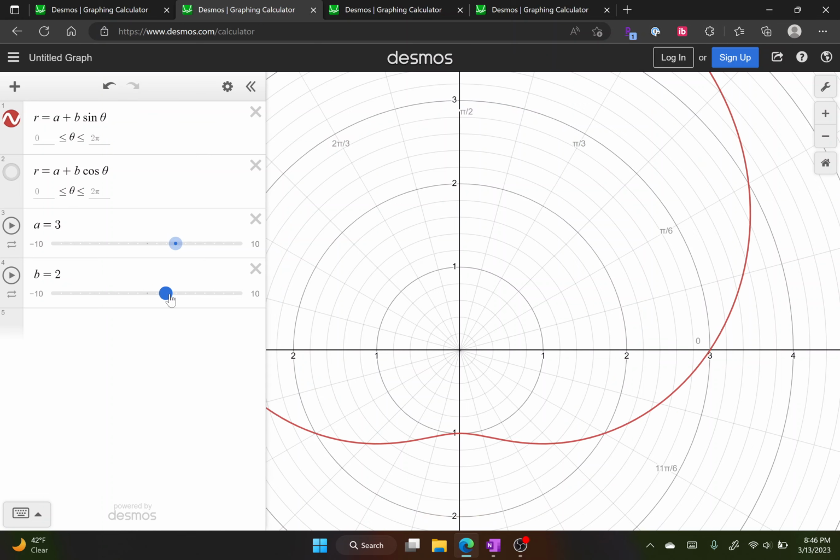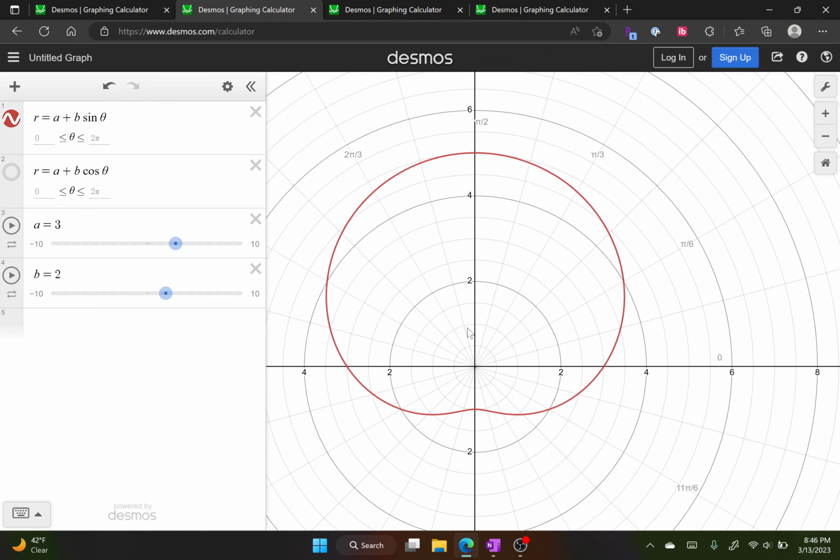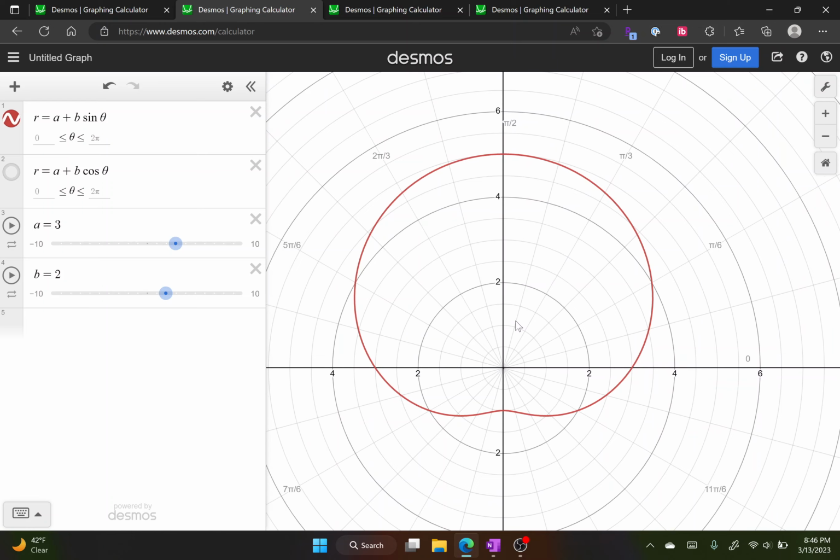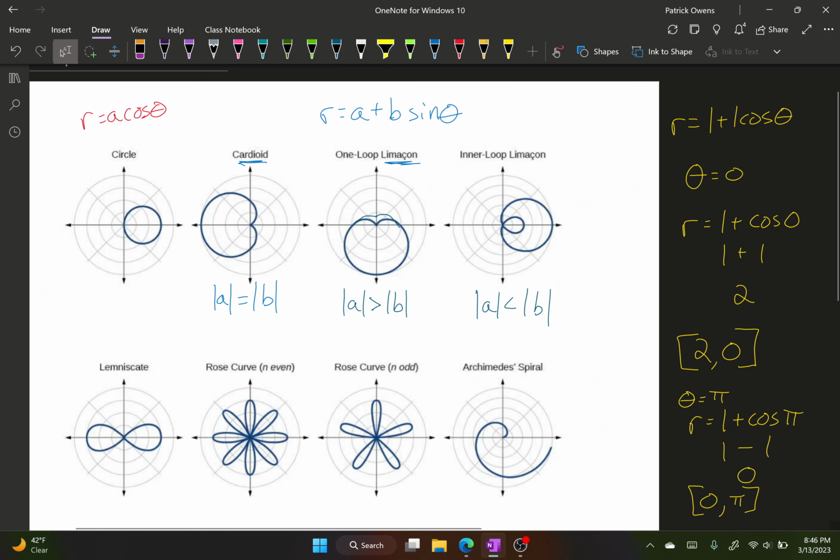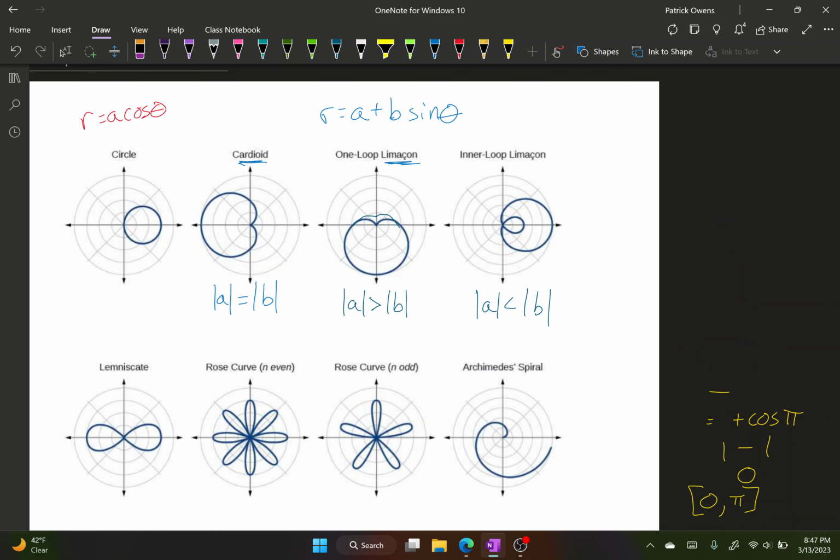Let's change this so that it looks a little bit more like a dent. If A is 3, B is 2. So we've got 3 plus 2 sine theta. Our maximum radius is going to be at 5, 2 plus 3. And our minimum on this side is going to be 1, 3 minus 2. And why that occurs is going to be very similar to why a cardioid has a radius of 0.